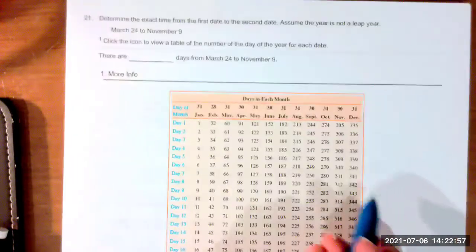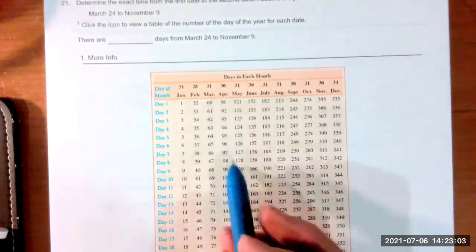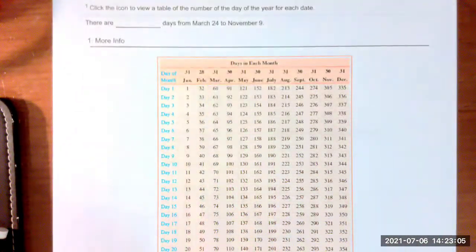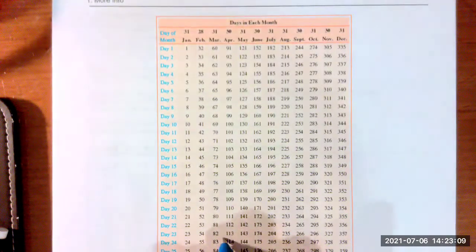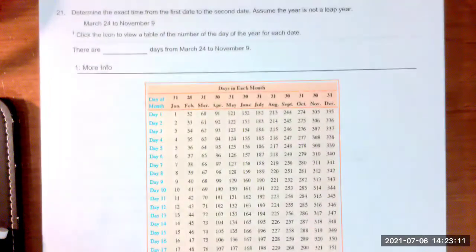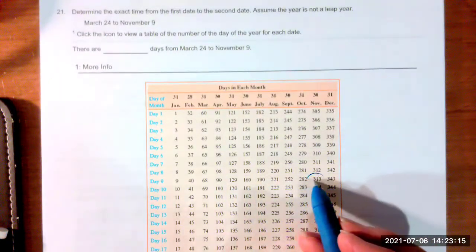Okay, this is the one where you're trying to figure out when loans are due and the number of days between two dates. So we want to go from, and we're not doing a leap year, from March 24th to November 9th. So on my table, I'm going to find March, which is the third column, and I'm going to go down to the 24th, which is right here. And I want to go to November 9th, which is right here.